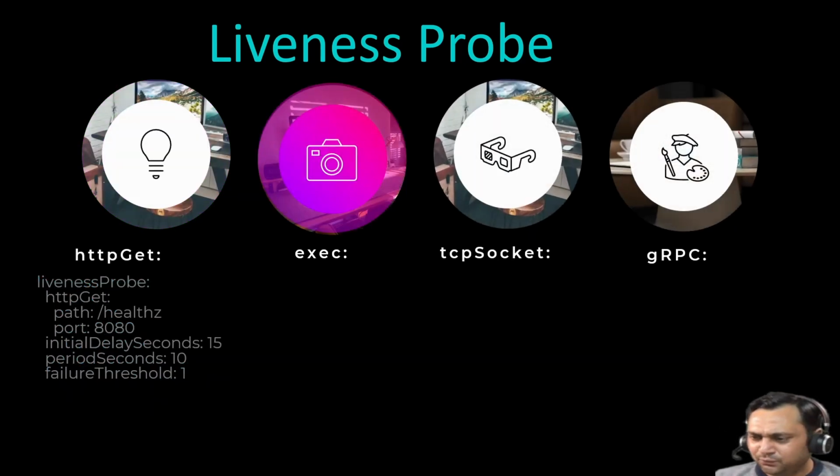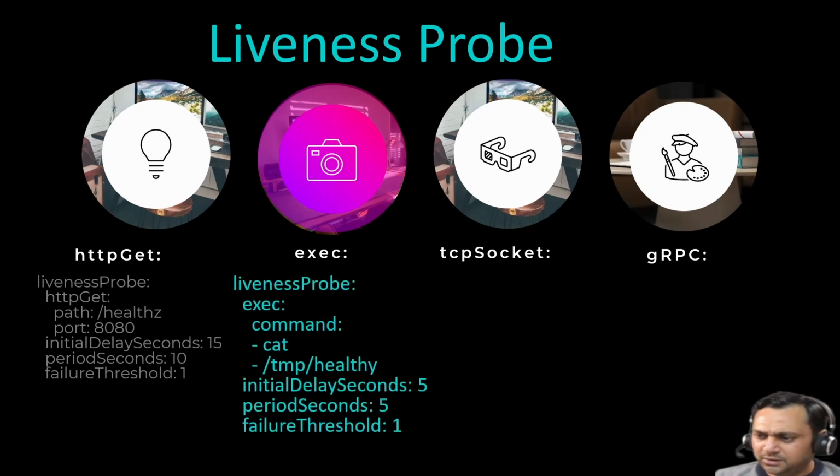Let's go to the second one, that is command, that is exec. And here the syntax is exec. The command is cat /tmp/healthy. In this case, this liveness probe will check only this file. It will cat this file. If this file is present, it means it is considered a healthy container. If this file does not exist, then it will restart the container. Obviously, this is an example, but you can configure it as per your requirement.